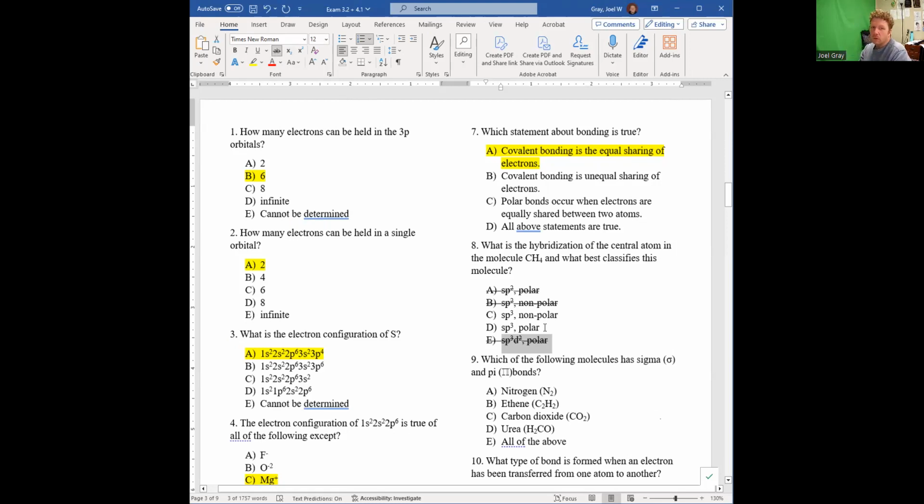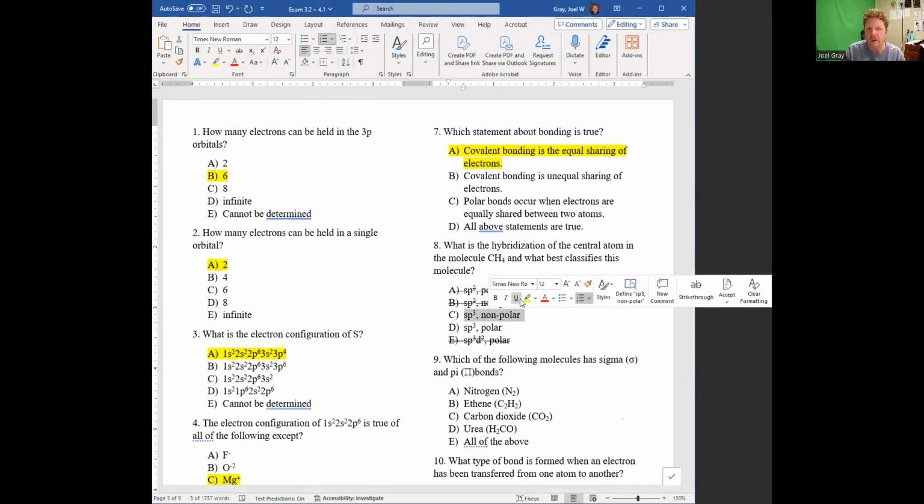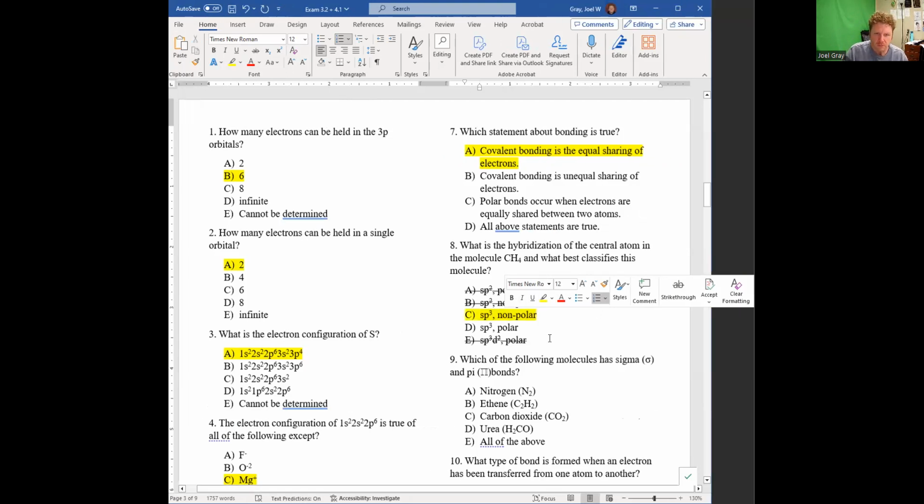So when you think about a polar molecule, you should be thinking about things that have that game of tug of war. Well, here what we have is 4 players in this game of tug of war, and they're all the exact same. So whatever force they're pulling with, they're going to cancel one another out. So C is our best answer for this.